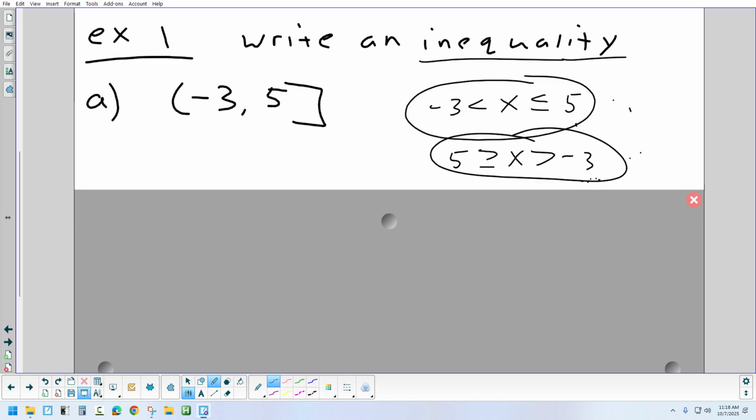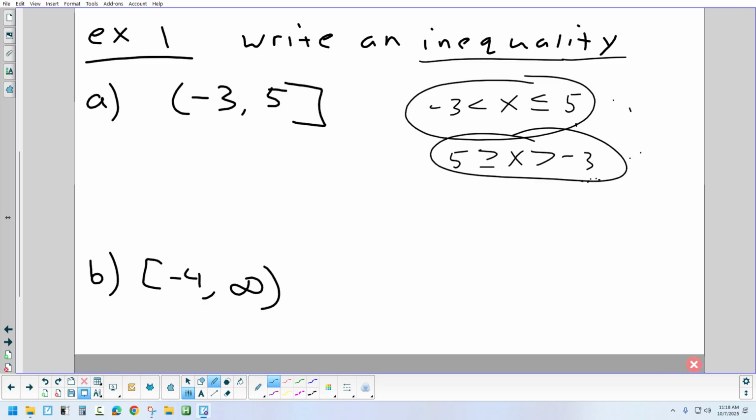All right, let's look at this one. So there's another interval in set notation. What kind of interval is that? Bounded or unbounded? Unbounded. Okay, it goes to infinity. There's only a lower limit. There is no upper limit. What kind of numbers is this telling you that you can pick? -4. And how would you write that as an inequality?